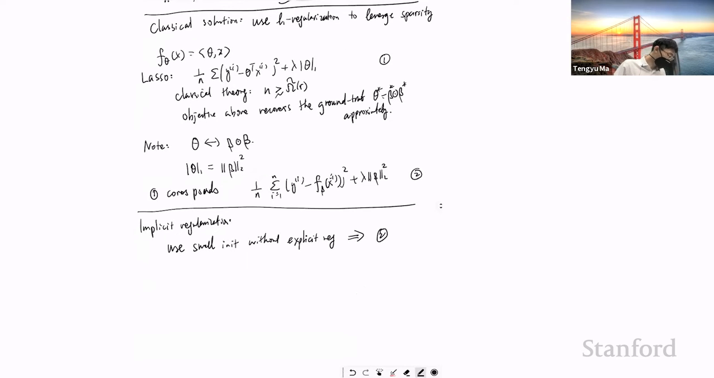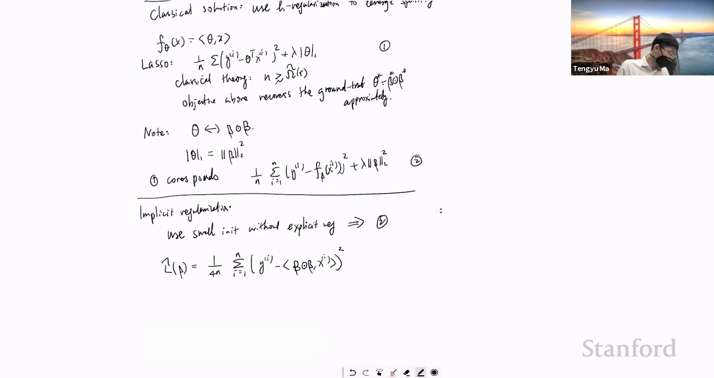More concretely, we're interested in this objective L hat beta. Let's formally define it. I normalized by 4 here just because it makes the gradient look cleaner, but it's just a constant factor. So 1 over 4n times the square loss, the mean square error, right? No regularization. This is our objective, and the optimizer will be that you do GD on L hat beta with small initialization.